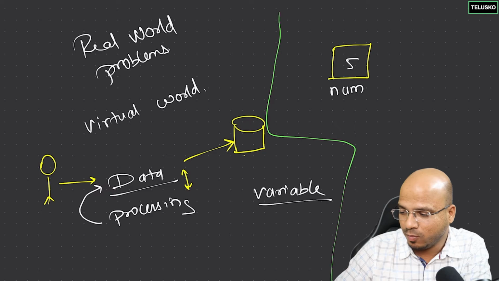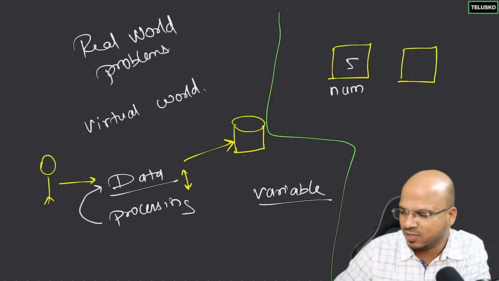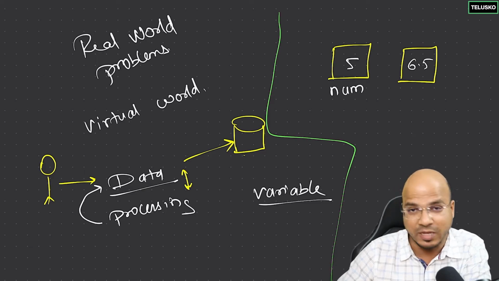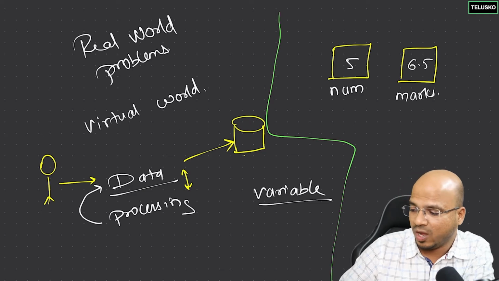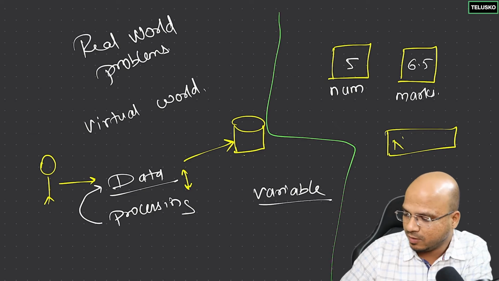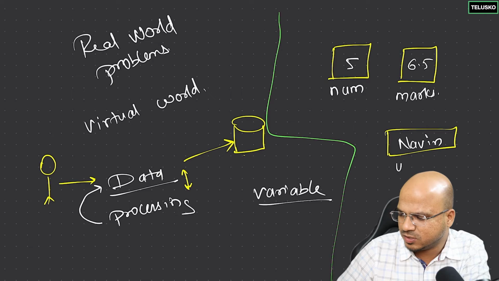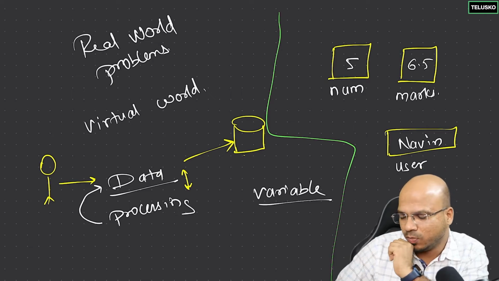Maybe you can create one more box here, and you want to store a decimal value, something like 6.5. You can do that. Okay, and maybe you can have a different name to it. Maybe you can say marks or grades. Maybe you want to have one more box where you want to store your name. So I can do that. I can store my name as Navin, and it will have a variable name. So maybe I can say this is user. So user is Navin.